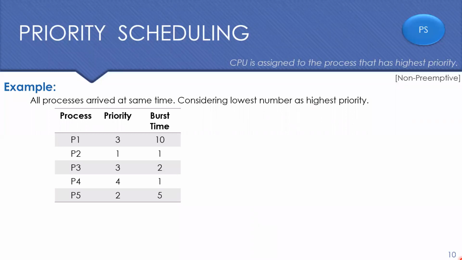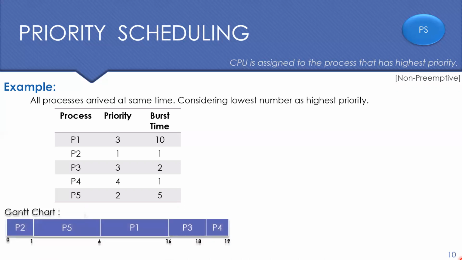So process P1 has priority 3 with burst time as 10. Process P2 has priority 1 with burst time as 1. Process P3 has priority 3 and burst time as 2. Similarly for P4 and P5 respectively. Now let's draw a Gantt chart for the same.